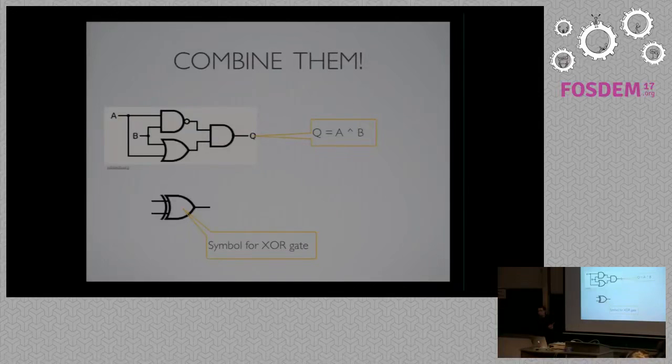So for example, usually the XOR, or exclusive OR operator, which is expressed with a caret in C, can be created by all the previous gates. So here, if both inputs are not 1 and not both inputs are 0, the output is 1. This is the usual symbol for XOR.